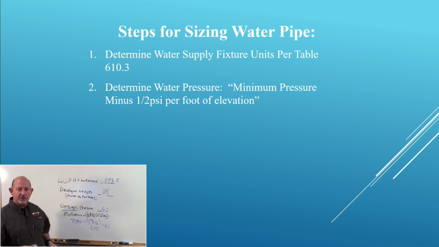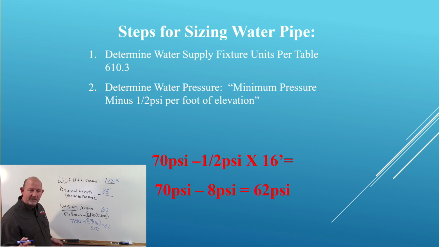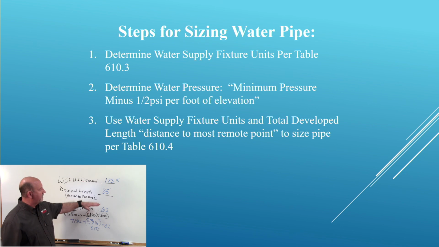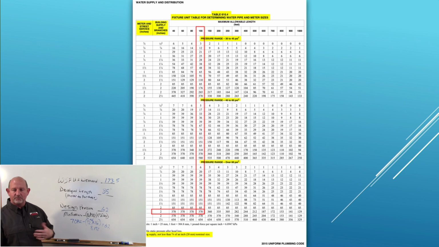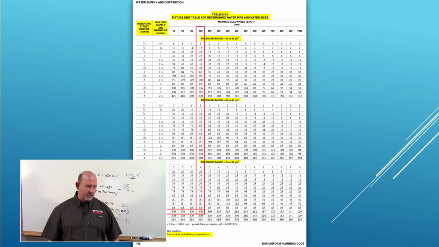So now, step 2, we determine the pressure. We've already done that. Minimum pressure of 70 minus a half PSI per foot of elevation equals 16 PSI. So we're going to lose 8 PSI going up. Half a PSI at 16 feet, 8 PSI, be 62 PSI. And then step 3, we're going to take the design pressure, 62, the developed length of 85, and the WSFU demand of 173.5 and plug those in. And now we've got to be a 2-inch.